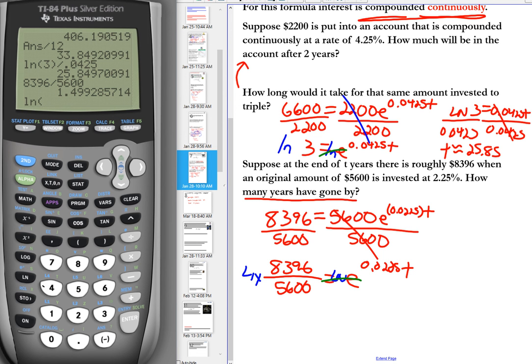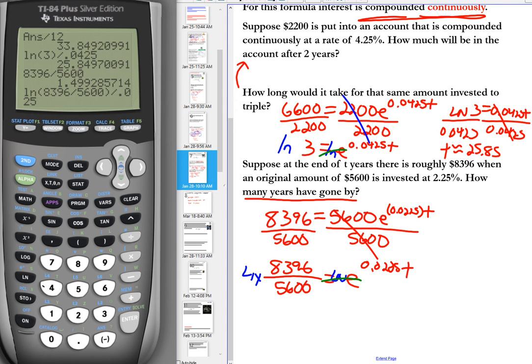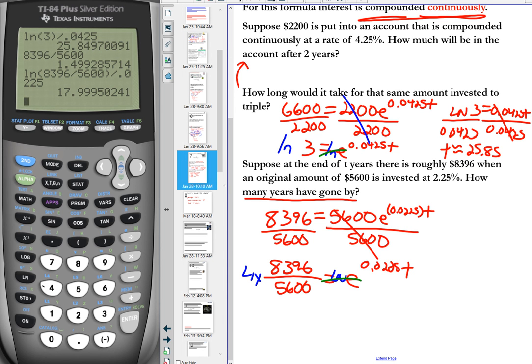You can hit your answer button, or if you don't want to use the answer button, you don't have to. You can just do 83.96 divided by 5,600. Just make sure that that's in the parentheses. And once you finish that, then divide by that extra 0.0225. So I'm getting 17.999. So close, I would just say the time is going to be 18 years.